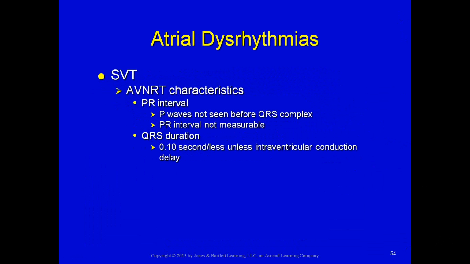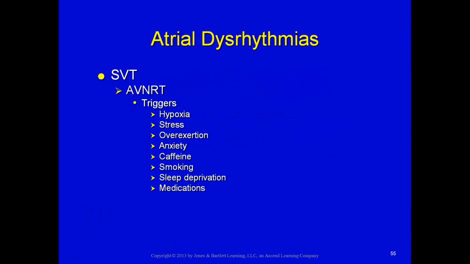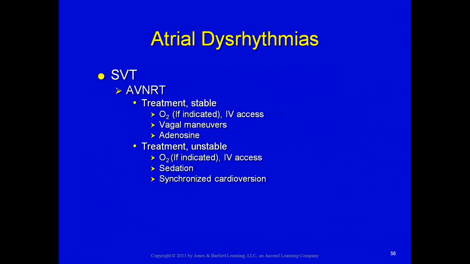The QRS width should be normal because, again, once it leaves the AV node and goes down the bundle of His and through the right and left bundle, conduction through the ventricles should be okay. Some triggers include hypoxia, stress, overexertion, anxiety, caffeine, smoking, sleep deprivation. Certain medications will increase heart rates as well.